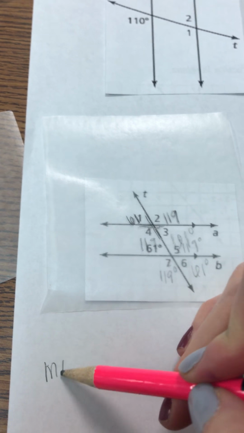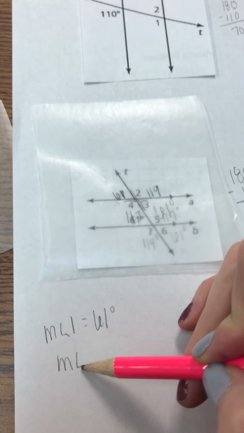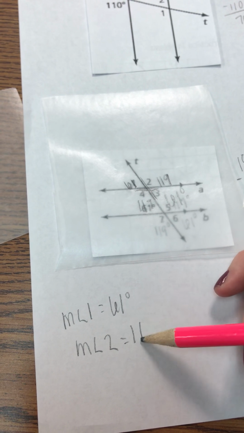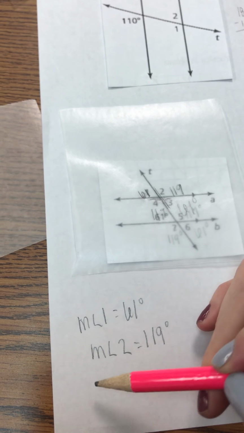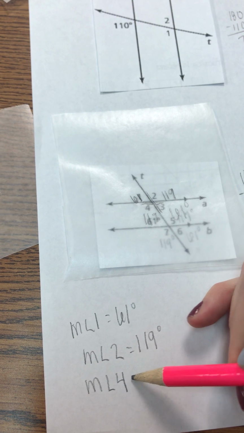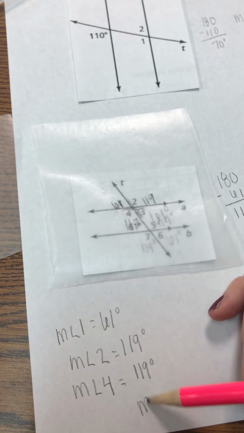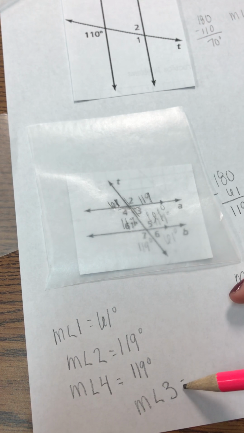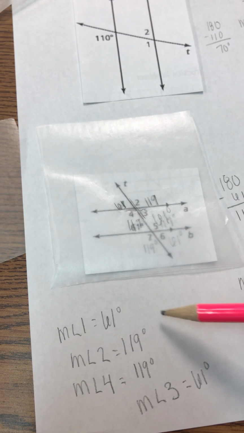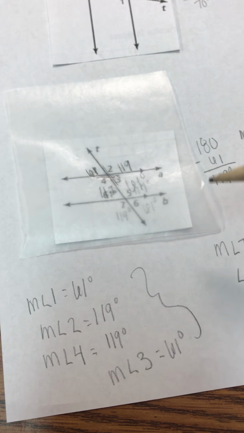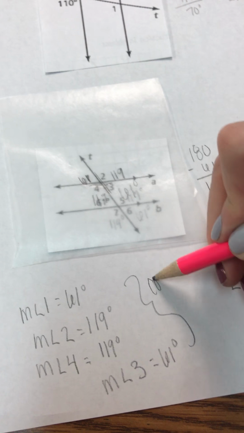So the measure of angle 1 is 61 degrees. The measure of angle 2 is 119 degrees. The measure of angle 4 is 119 degrees. And the measure of angle 3 is 61 degrees. And all of these are because they are corresponding.